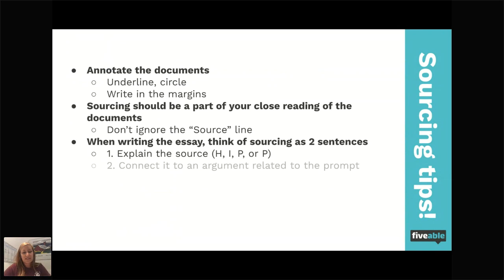So that's where the second sentence comes in. You're going to connect it to an argument about the prompt. And so making that connection is going to be the difference between doing sourcing and earning a point for doing the sourcing. Now, over time, you're going to get better at this, and you'll probably be able to condense it down into one really solid sentence. But when you're first learning, do two sentences. Your hand isn't going to break. Well, it may break. I'm sorry if you have a broken hand right now.